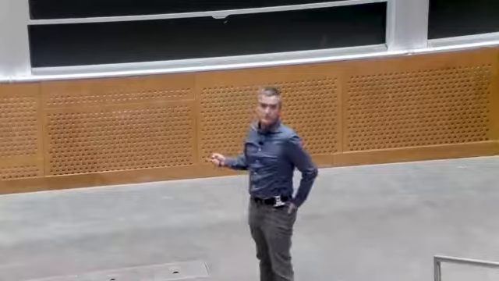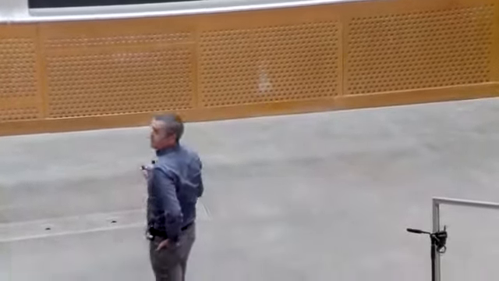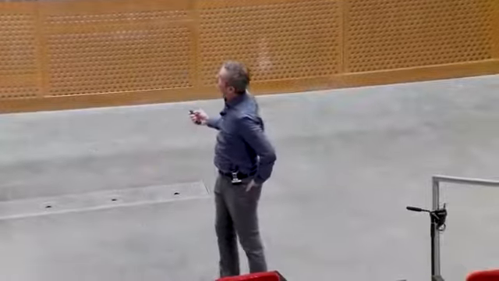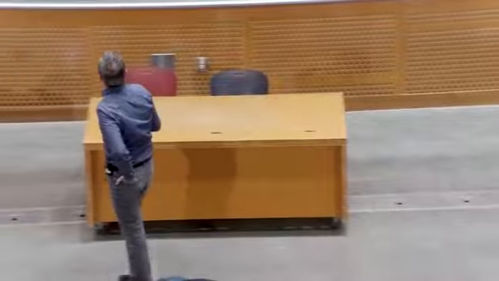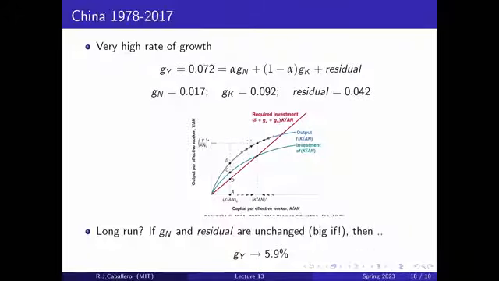Population growth during this period in China was around 1.7% per year. There was a massive amount of investment. The capital stock was growing at a rate of 9.2% per year. And the residual, you can compute it using the Solow approach, is around 4.2%. Okay? So that 7.2% is a result of the weighted average of these three things. Okay? So that's a basic explanation of growth in China during that period.